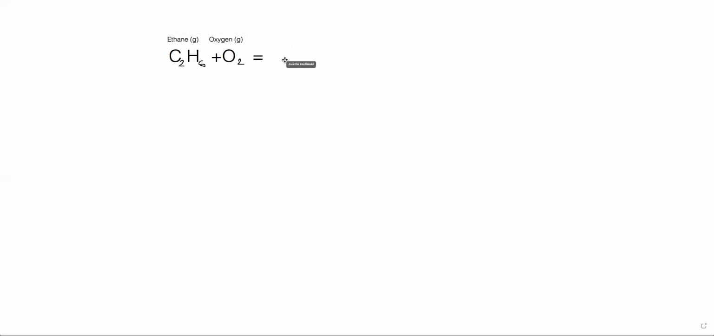So what kind of reaction do you think this is? This is combustion. It is indeed. So what happens in a combustion reaction? What are the products always going to be? They are always going to be those. The combustion reaction is always going to result in carbon dioxide and water.